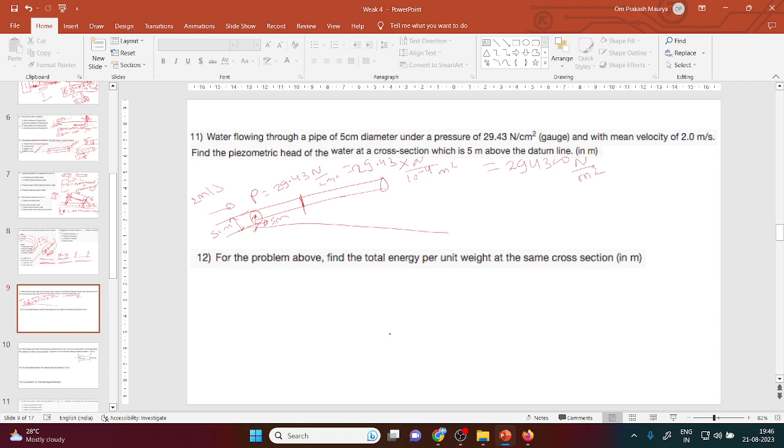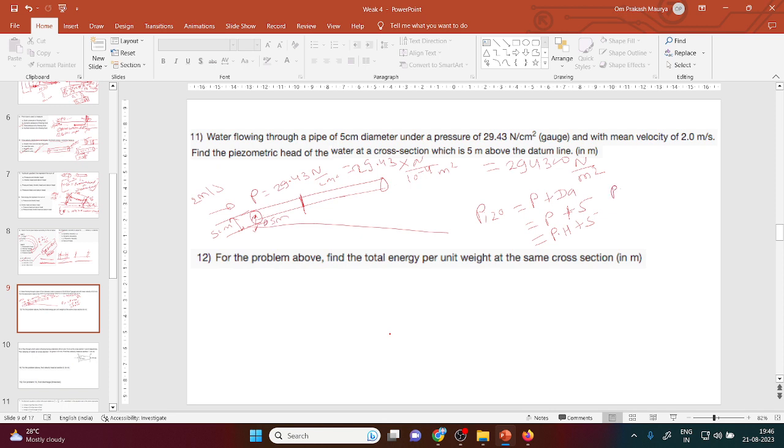At that point, asking the piezometric head. Piezometric head is what? Piezometric head is a pressure head plus datum head. At that point the pressure head is something and the datum head is 5. So how much is the pressure? This is the pressure, but here they are asking the pressure head, because you need to answer in meters.